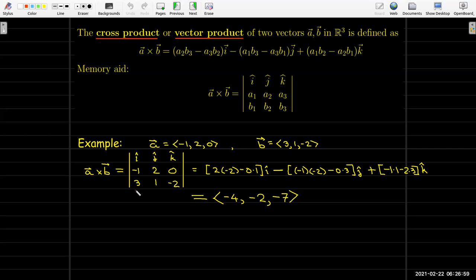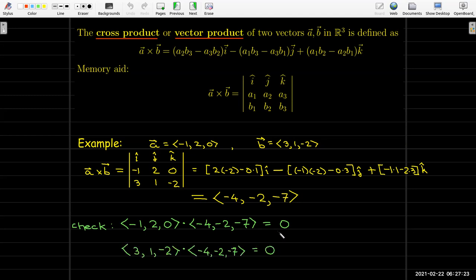Now, whenever you calculate the cross product, you should do at least a mental check of seeing if the cross product vector is orthogonal to the original vectors. So let's go ahead and take the dot product of the cross product vector with the vector A. And sure enough, if I work that out carefully, I get a positive 4 minus 4, which will equal 0. And then take the dot product with the B vector, I'll get what? Negative 12 minus 2, that's a negative 14, then plus 14, which will equal 0.